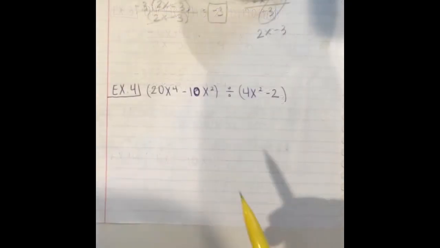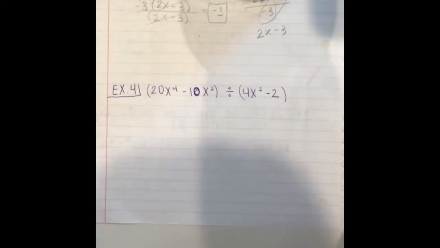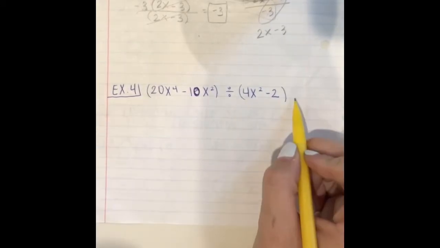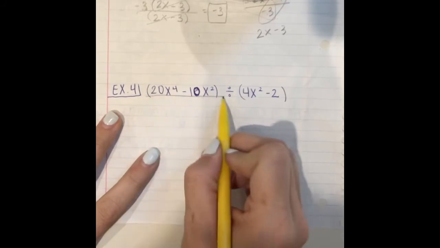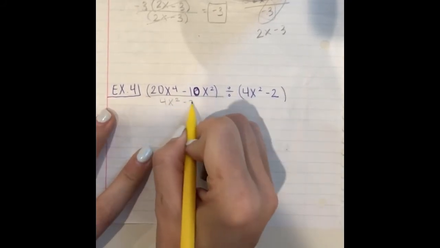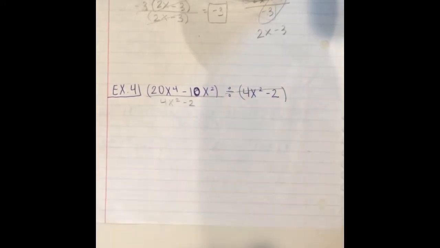Let's do that again. All right, so this one's written a little differently, but it's okay. It still means this binomial divided by this binomial, right? So I can put my 4x squared minus 2 on the bottom down here, okay?